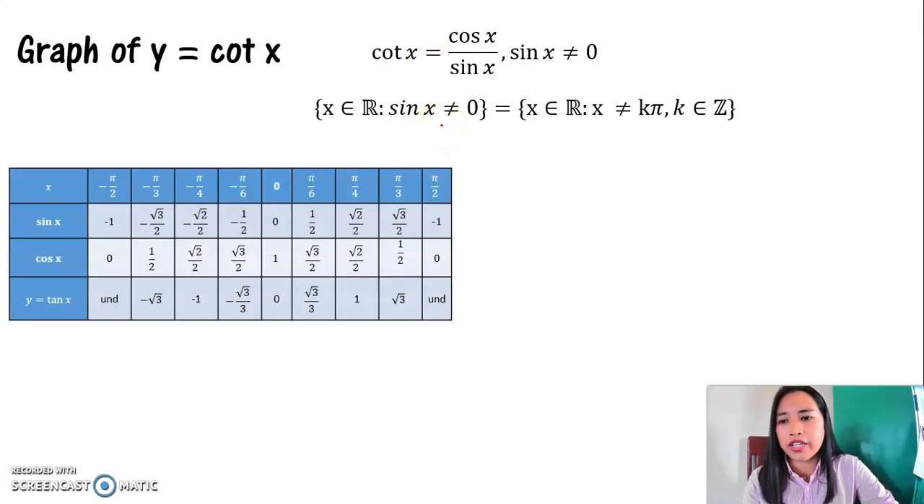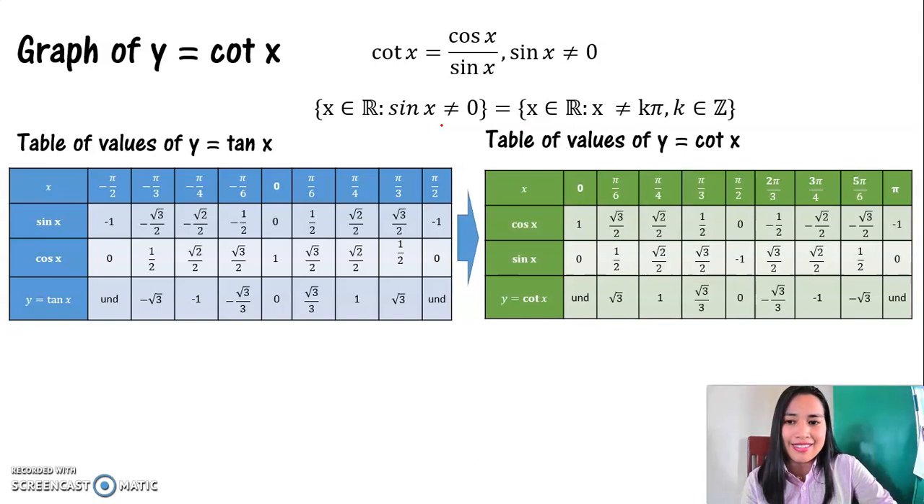So let us compare the table of values of tangent x and cotangent x. Here, we started with negative pi over 2 to pi over 2, and here we started with 0 to pi, which is one cycle. If you notice, tangent x and cotangent x have the same period, which is pi. At 0, cotangent is undefined, while for tangent, if x is 0, the value is 0. So they are opposite.